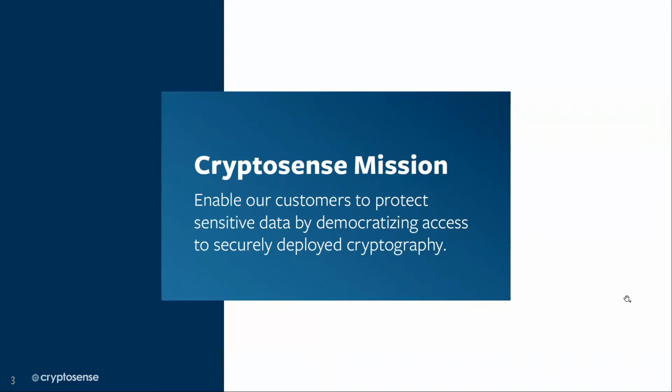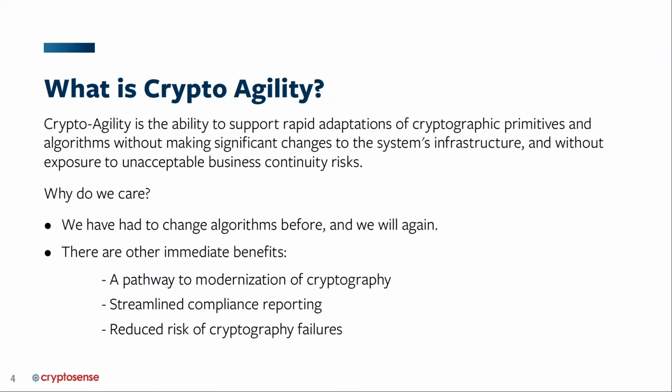So what about the subject for today? We're going to talk about crypto-agility. There are a lot of definitions out there. We dug through a few to come up with this one, mostly using material from the recent NIST publications. Crypto-agility is the ability to support rapid adaptations of cryptographic primitives and algorithms without making significant changes to the system's infrastructure and without exposure to unacceptable business continuity risks.